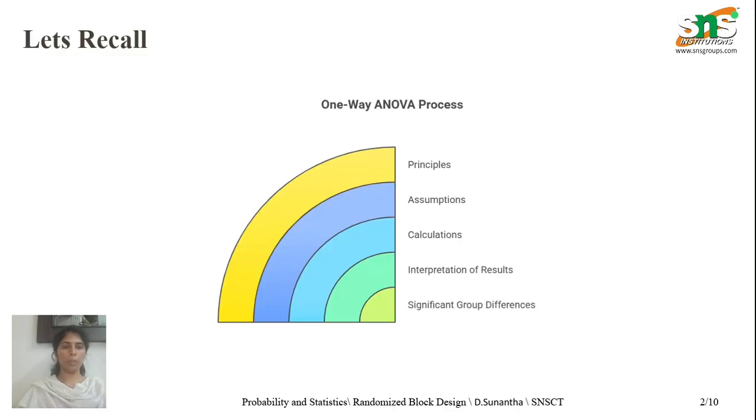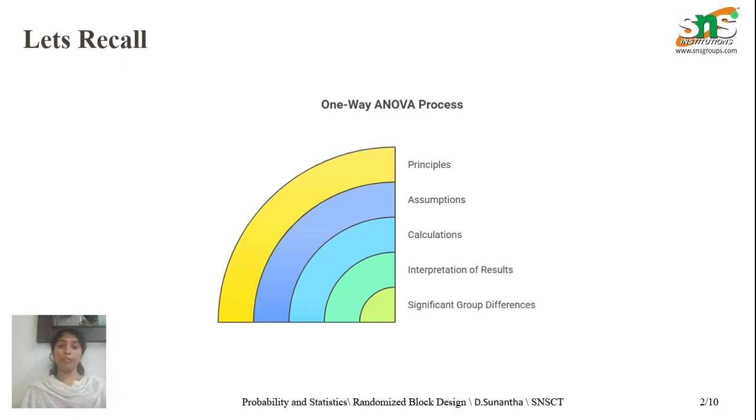So here is the recall part of what we have seen in the previous video, that is the one-way method. In the one-way method we have seen the procedure to solve without any nuisance factors. Whereas when we have nuisance factors, we will be moving to the randomized block design. That is, one-way is the simplest method to solve, but there are a few limitations for the one-way method also. So when we have those complexities, or if the data is heterogeneous, we move into randomized block design.